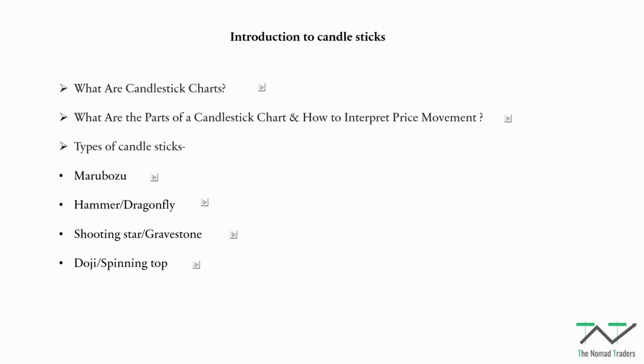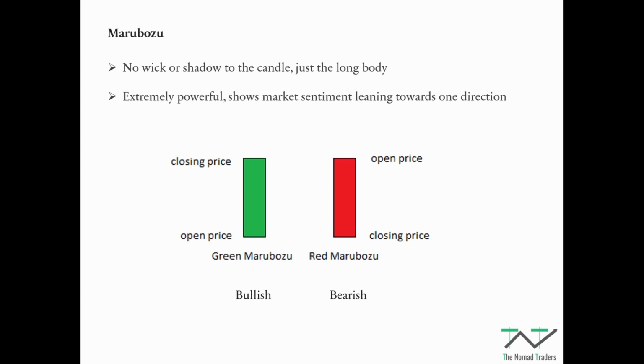So, what are the types of candlesticks? Marubozu. Marubozu in Japanese means dominance. As the name suggests, it is an extremely powerful candle which shows that market sentiment is leaning towards one particular direction. It has a very large body with no wick or shadow.